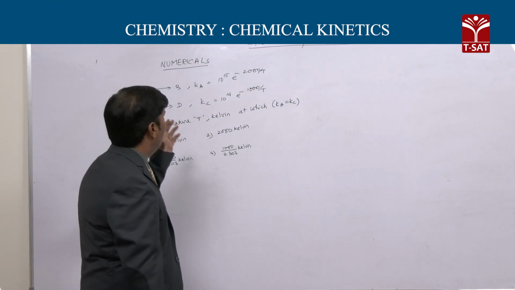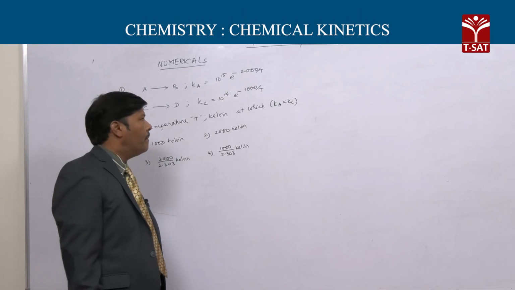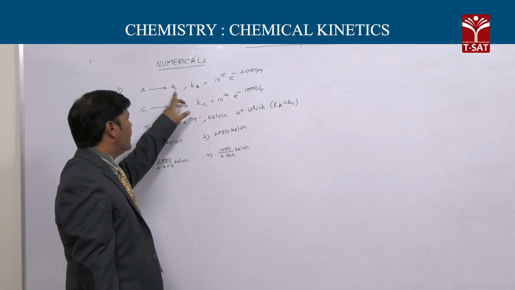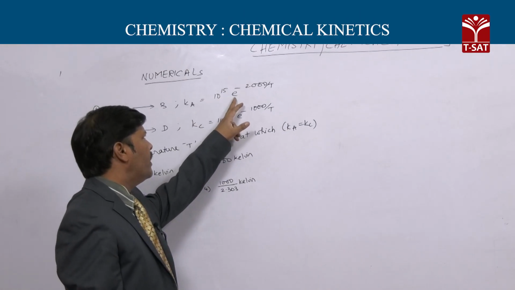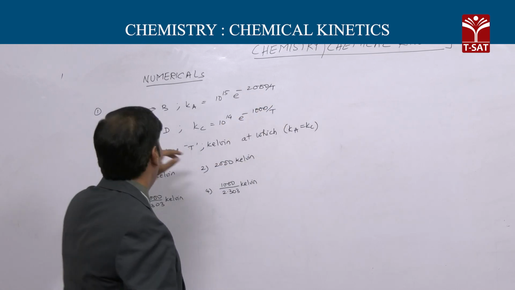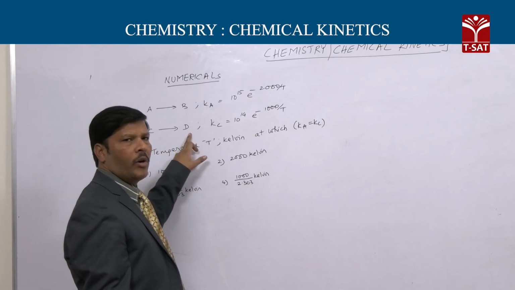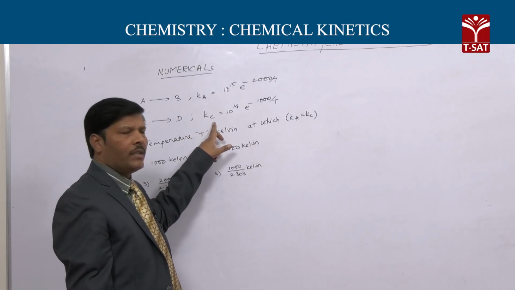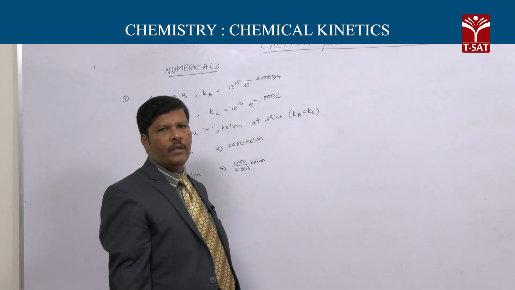So my dear students, if you go to the numericals in chemical kinetics, this is the first numerical which we are trying to handle. If you look into this problem, he says that a reactant A is getting converted to B and its rate constant is given by Ka, which is equal to 10 to the power of 15 into exponential of minus 2000 divided by T, where T is the temperature. Again, the next reaction is where the reactant C is getting converted to product D, in which the rate constant Kc is equal to 10 to the power of 14 into exponential of minus 1000 by temperature.